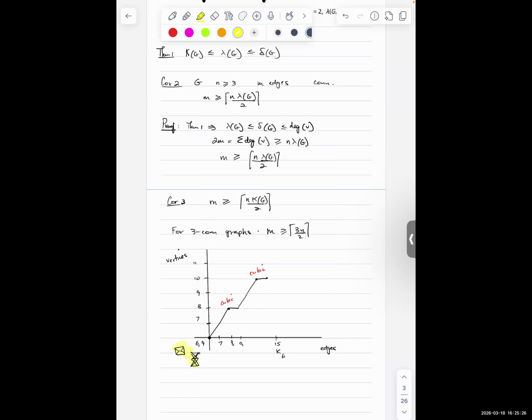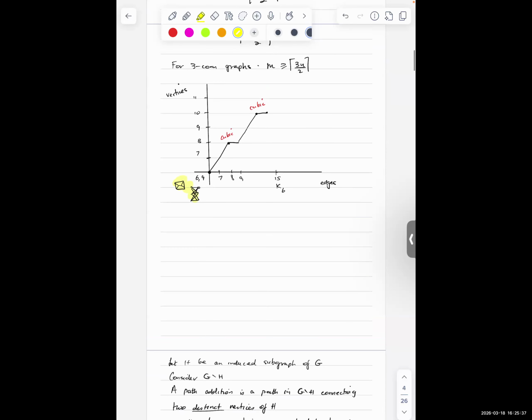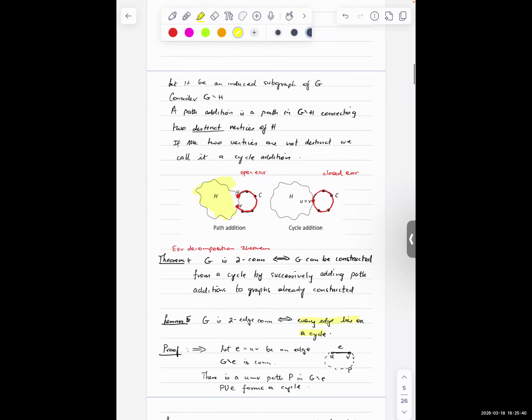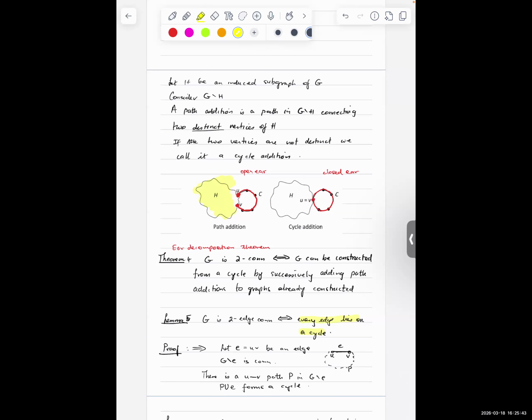So in a talk on excluded minors, this is usually the starting point, but there's a whole lot of background that gets us to this place. So the first thing we did was the ear decomposition theorem. That's an if and only if condition for G being two connected, right? And the idea is you start with a cycle and you add these paths successively to the graphs already constructed, right?